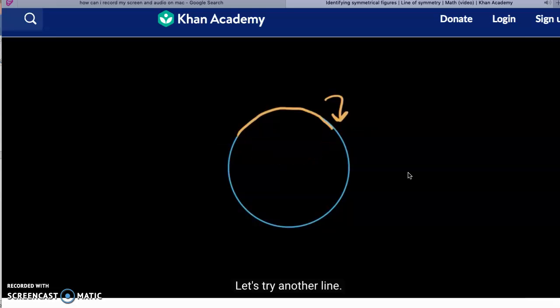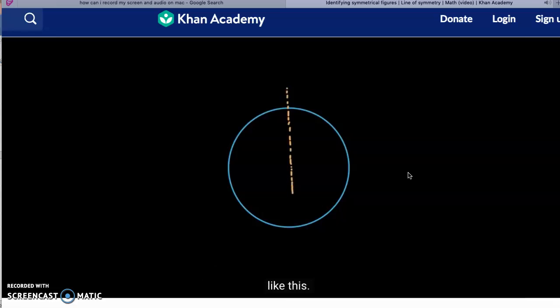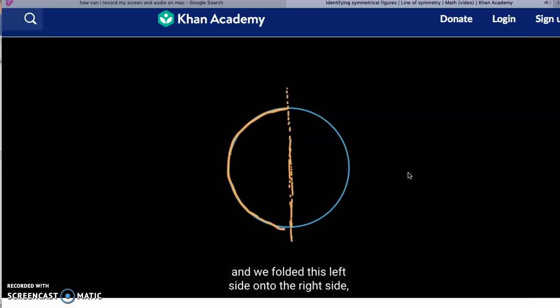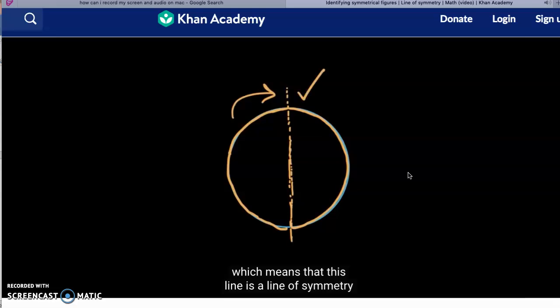Let's try another line. Maybe if we drew a line, and we'll try to get as close down the center as we can here, like this. Try to be as close to the center as possible. And here, if we took one side, again, it doesn't matter which side, let's say the left side, and we folded this left side onto the right side, would it match exactly? And if our line truly was in the center of this circle, then yes, it would, which means that this line is a line of symmetry.